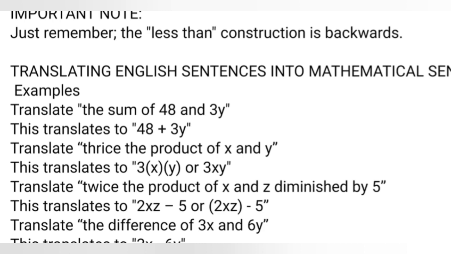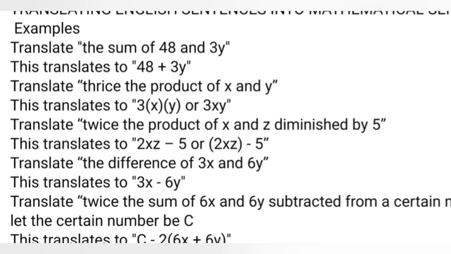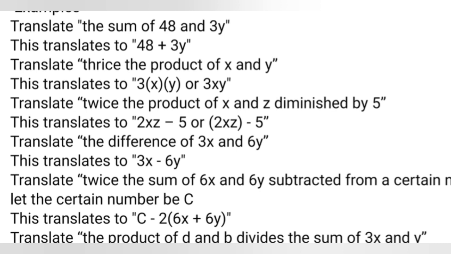Translate the sum of 48 and 3y. So this is 48 plus 3y. Okay? Thrice the product of x and y. So product of x and y is xy, and then thrice of that, so times 3 again. Okay, so that's 3xy. Twice the product of x and z diminished by 5. So product of x and z is xz. Twice of that is times 2. So that's 2xz diminished by 5. So minus 5. So as you can see it there. Okay. These are just examples anyway. Mayroon tayong mga exercises below.